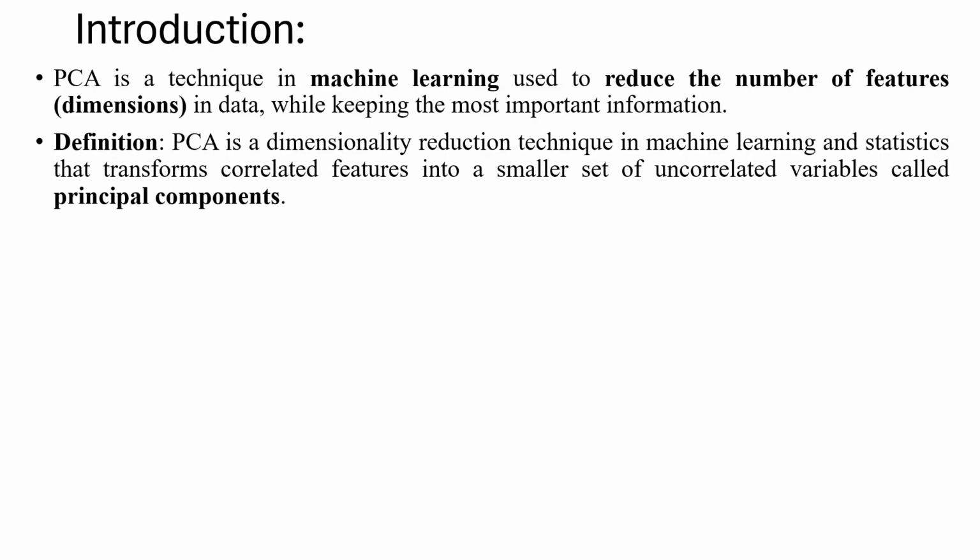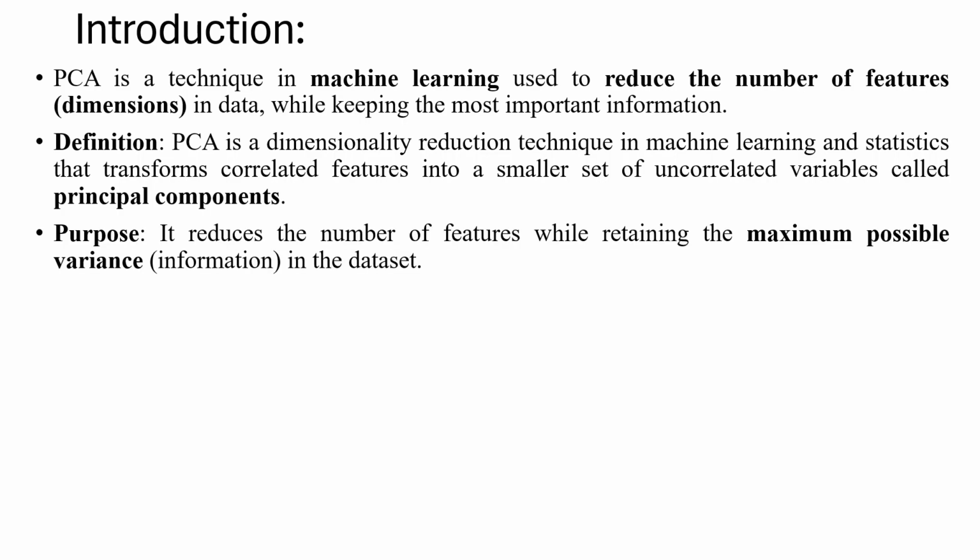Now let's define it properly. PCA is a dimensionality reduction technique used in both machine learning and statistics. What it does is take features that are correlated with each other and transform them into a smaller set of new features that are uncorrelated. These new features are called principal components. The correlated features and uncorrelated features, we will be seeing in the forthcoming slides.